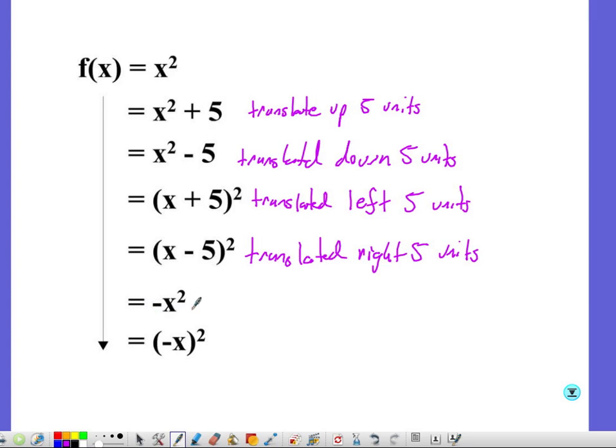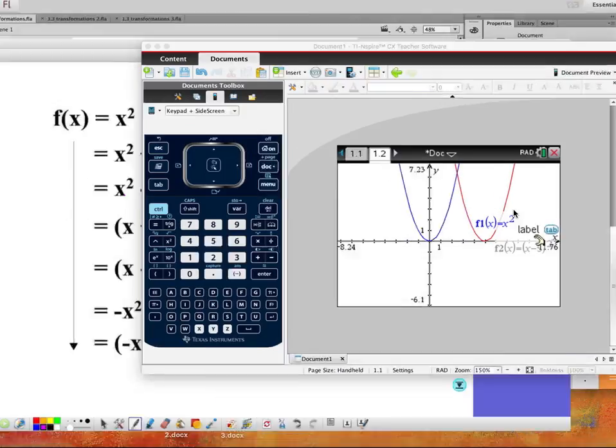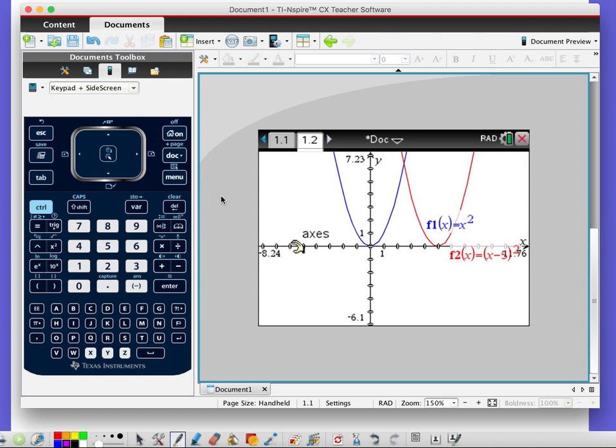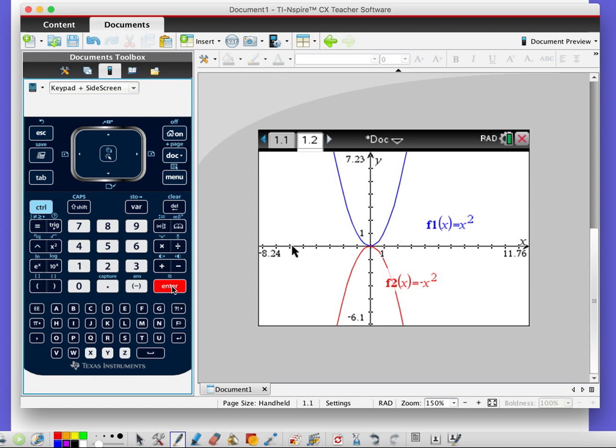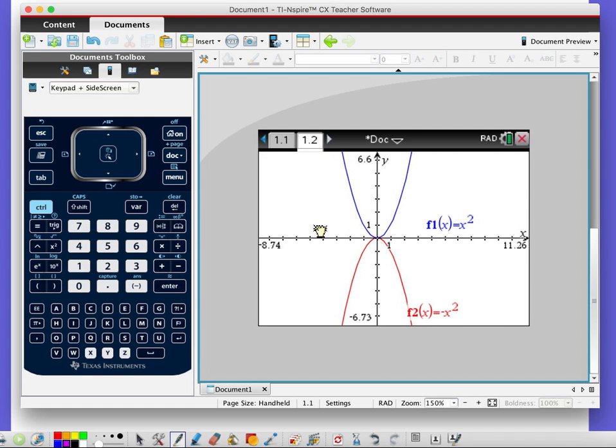Now let's take x squared and put a negative in front of it. How is that going to change the function? Well, let me press tab. Let's go up. Let's erase that. We're going to put our negative x, and then we're going to square it. Pay attention to what happens when I press enter. Again, our original function is the blue graph. How can we describe what is going on with the red graph? How do we go from the blue to the red?